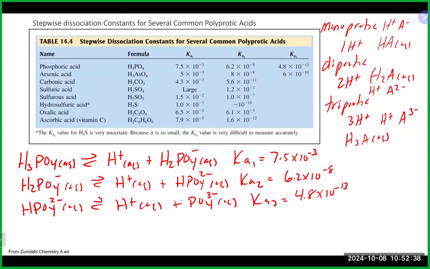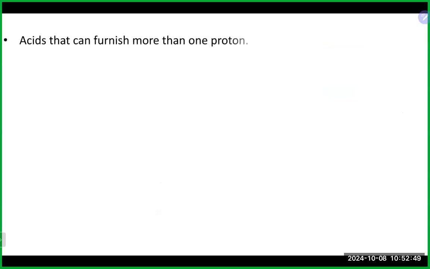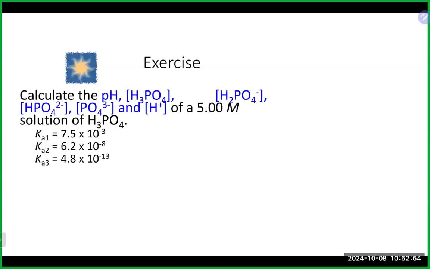So let's say we wanted to do a calculation and figure out the pH of a, say, phosphoric acid solution. Let's go through this calculation where we're looking to solve for everything, basically. We want to know what is the pH of a phosphoric acid solution that's 5 molar. We want to know what is the concentration of phosphoric acid at equilibrium, H2PO4 minus at equilibrium, HPO4 2 minus, phosphate, and H plus at equilibrium.